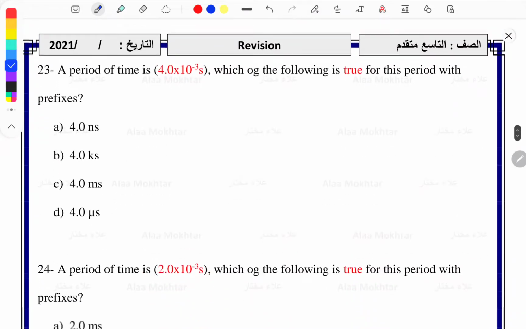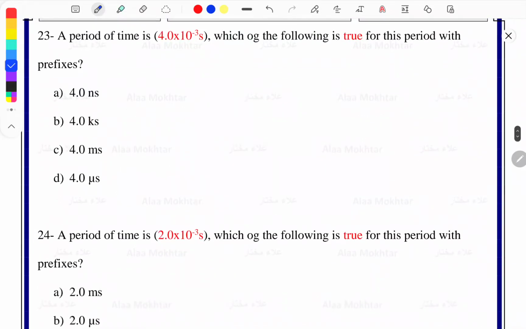The next question, a period of time 4 times 10 to the negative 3 seconds. Which of the following is true for this period with prefixes? 10 to the negative 3 is what? Is millisecond. It means 4 milliseconds. Okay, prefixes, as I told you before, we have a lot of prefixes.